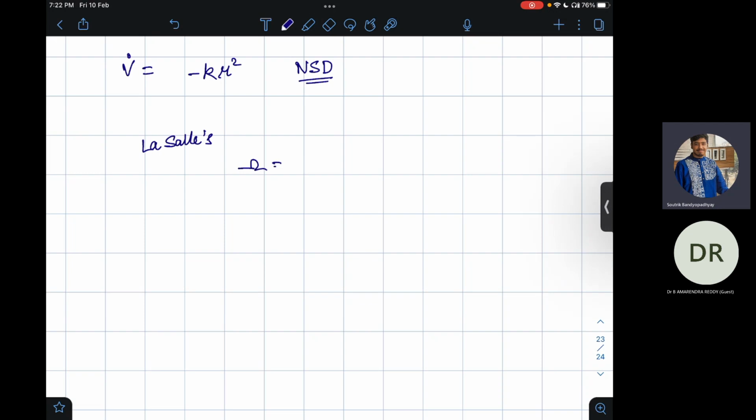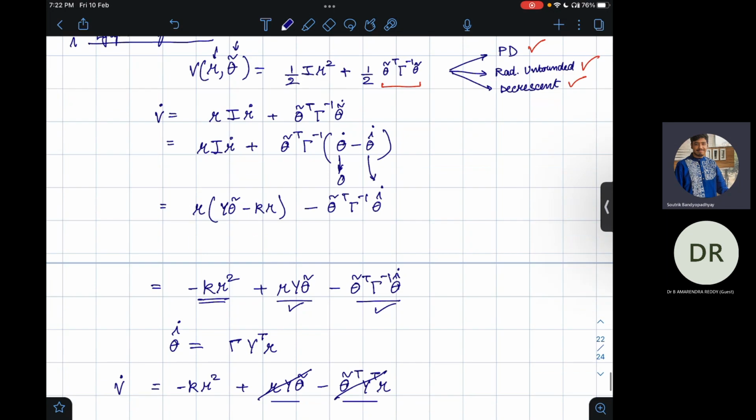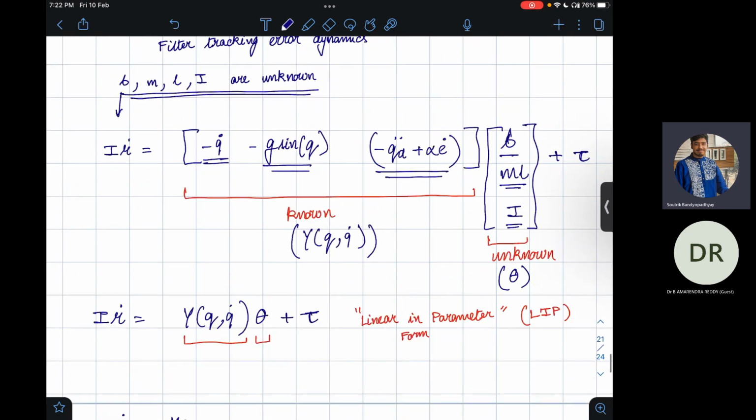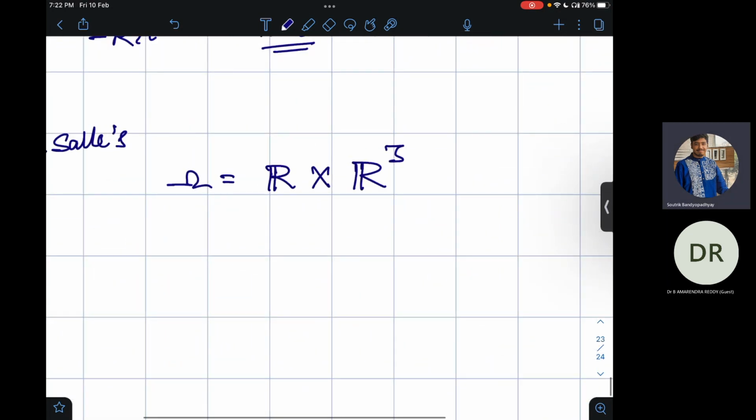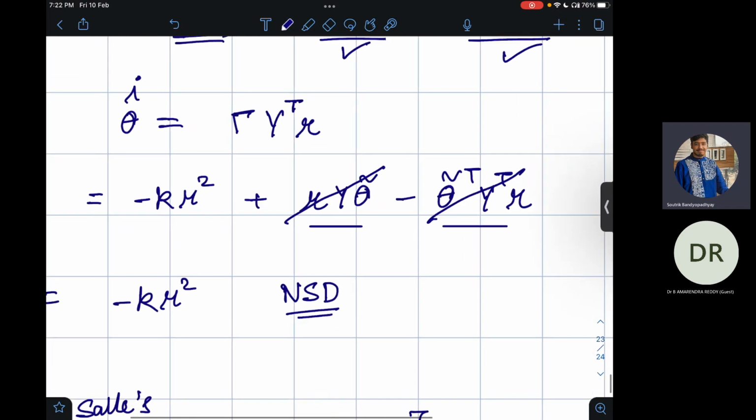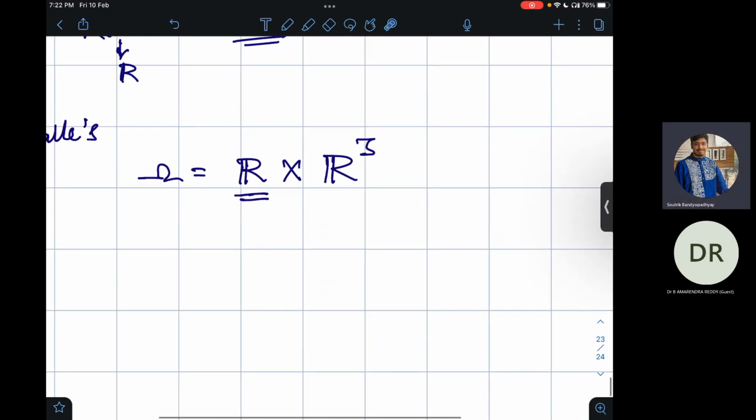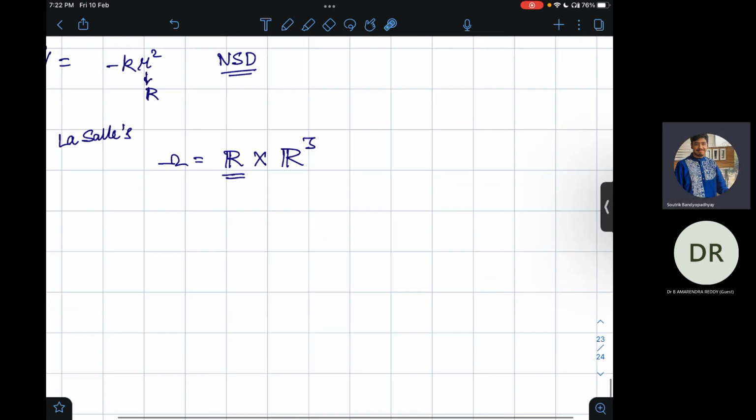So the omega was r squared, not technically r squared, but it was r cross R cubed, because this theta tilde is a three-dimensional vector. So it contains b, m l, and I. So it's a three-dimensional vector, and r was a scalar, right? So this overall omega is this thing.